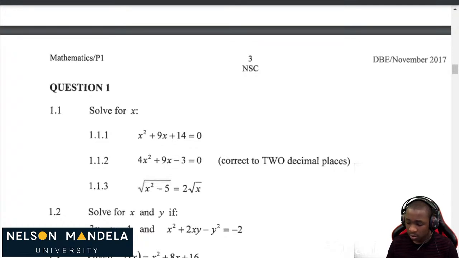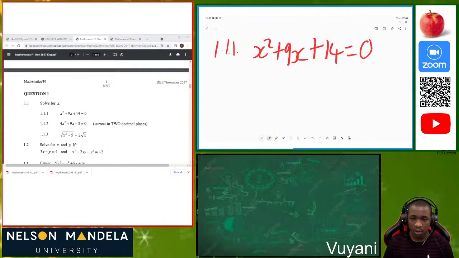Question 1 on this question paper is saying solve for x on x squared plus 9x plus 14 equal to 0. If you are given this question, just look for the factors for this quadratic equation. Then after that, you can be able to solve it clearly. So you have to look for the factors of this. When you say 7 times 2, we get 14.